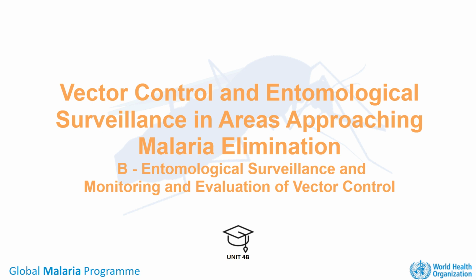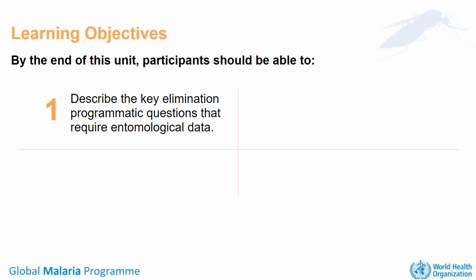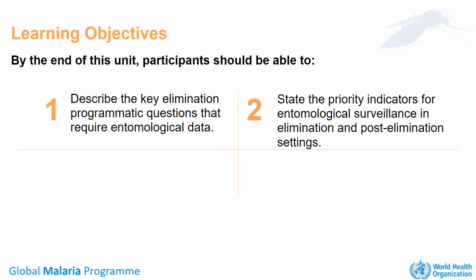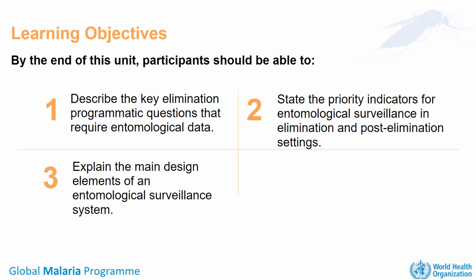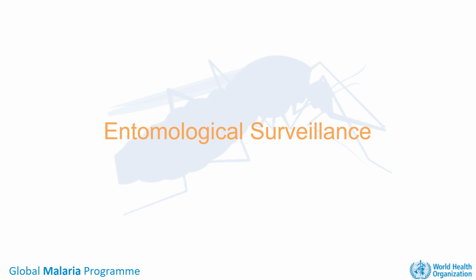In this session B of Unit 4, we will learn about entomological surveillance and how to monitor and evaluate vector control interventions. By the end of this session, you will be able to describe the key elimination programmatic questions that require entomological data, state the priority indicators for entomological surveillance in elimination and post-elimination settings, explain the main design elements of an entomological surveillance system, and explain how to monitor and evaluate the effectiveness of indoor residual spraying and insecticide-treated nets. Let's begin by discussing entomological surveillance.